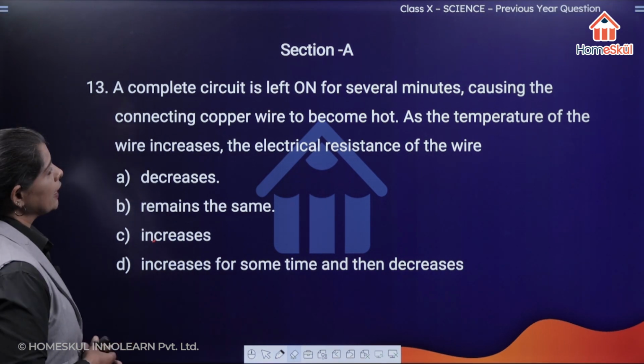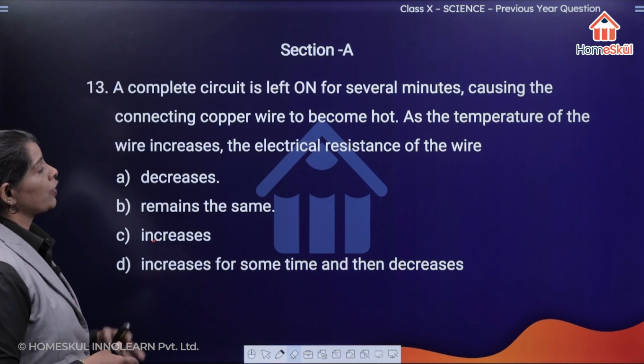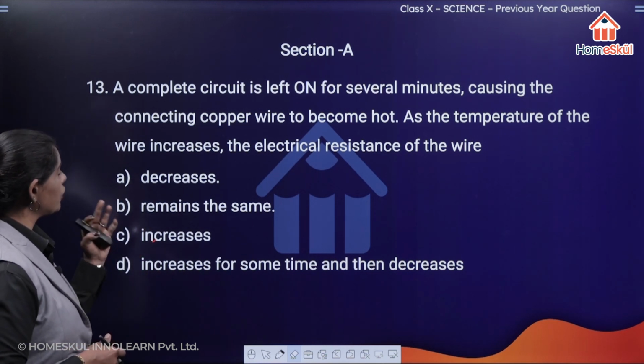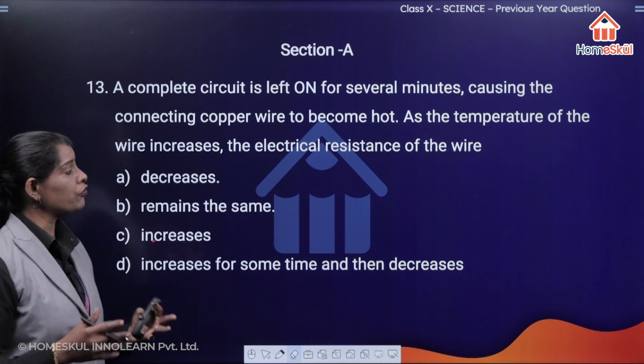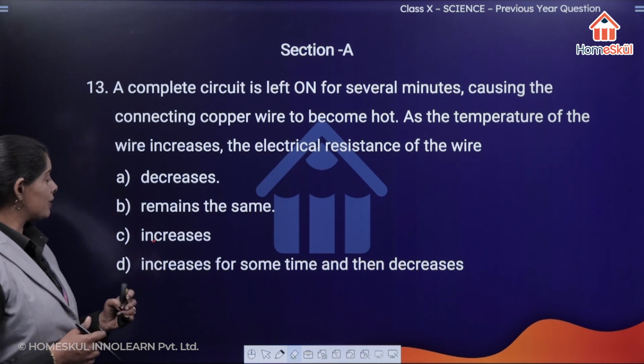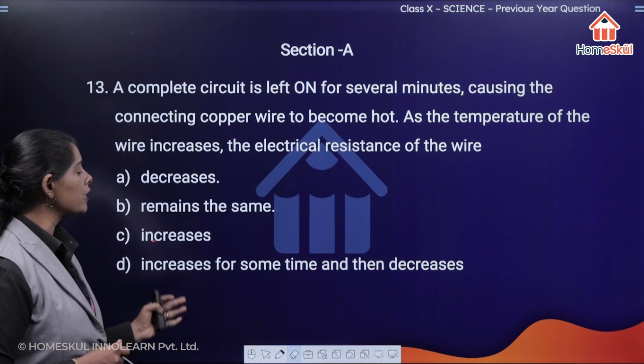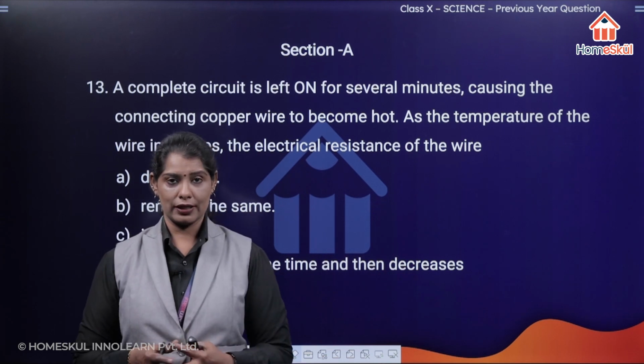A complete circuit is left on for several minutes, causing the connecting copper wire to become hot. As the temperature of the wire increases, the electrical resistance of the wire. The options are A, decreases, B, remains the same, C, increases, and D, increases for some time and then decreases.